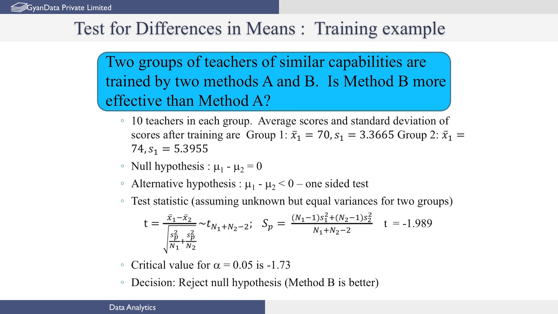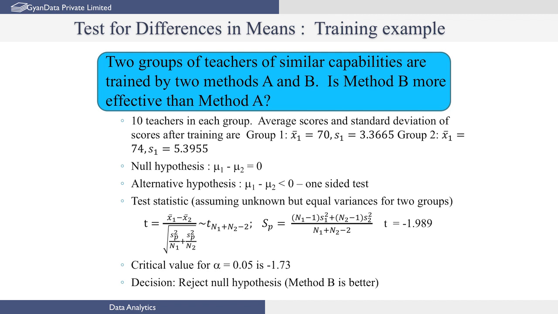Now, let us assume that we have 10 teachers in each group, we have given training for one group of teachers using method A and another group of teachers using method B, and then we test them for the effectiveness and we find their scores. We find that the average scores of group 1 happens to be 70 with a standard deviation in the marks is 3.37, and group 2 has a sample mean of 74 with a standard deviation of 5.4 approximately.